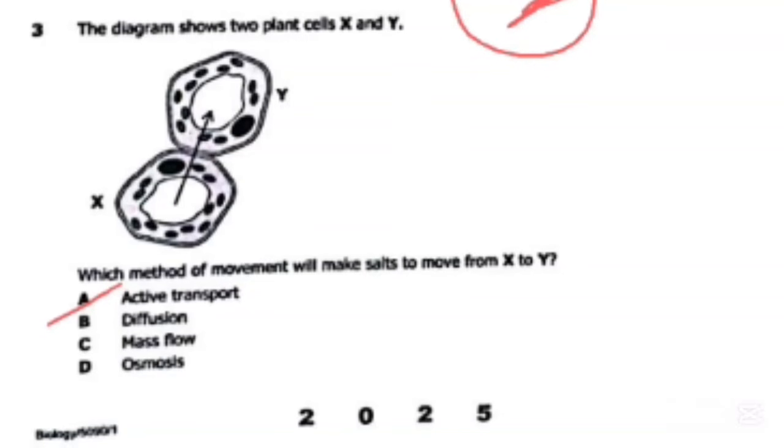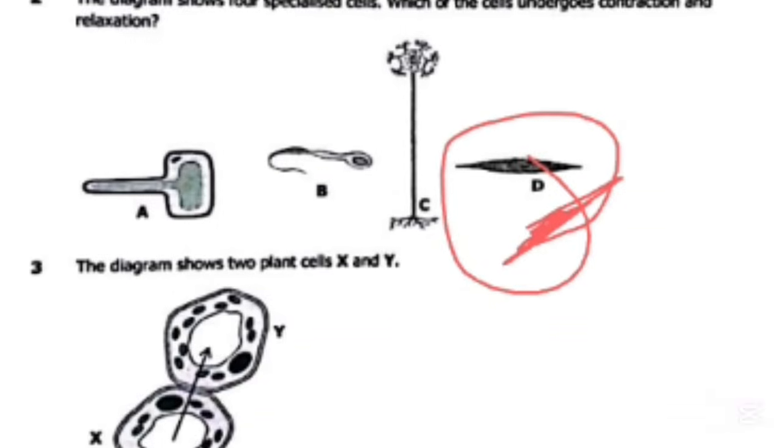Then mass flow. This is the movement of solute in the phloem following what? Where the pressure is low. So here solute moves from a higher pressure to a lower pressure. When you talk about osmosis, just remember water. Osmosis has to do with water.